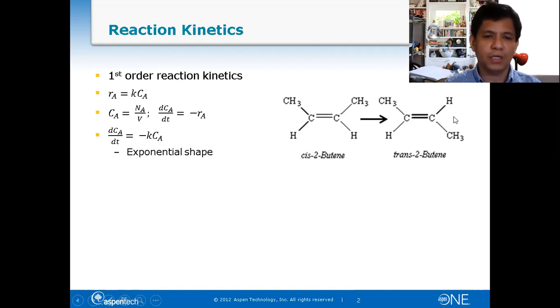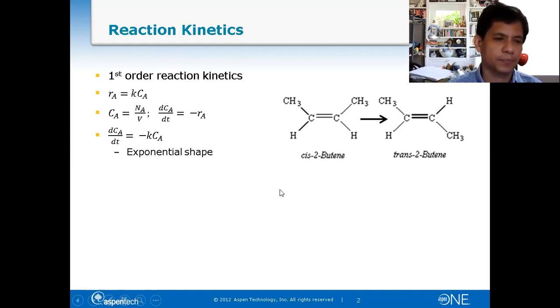So structurally, trans-2-butene is more stable compared to cis-2-butene because the electron clouds of the methyl groups both have negative charge, so they will not be structurally hindered. So this is more stable.